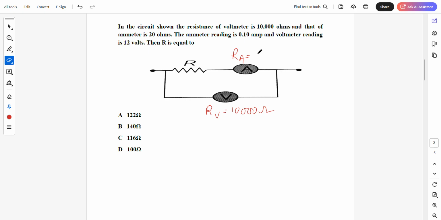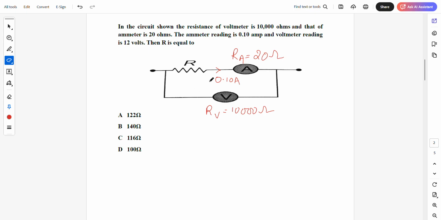And that of the ammeter, Ra, is 20 ohm. It is always less. What is the resistance of the ideal ammeter? It is 0. The ammeter reading is 0.1 amperes. That is the current flowing here.